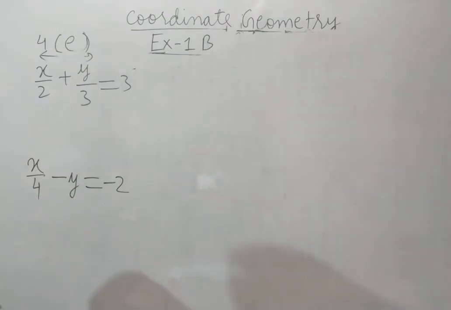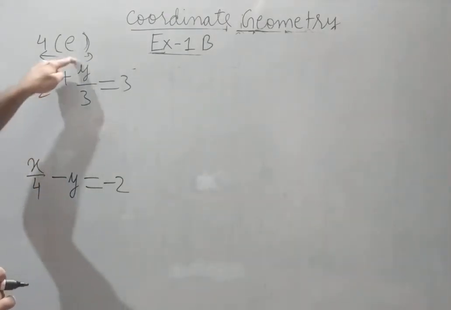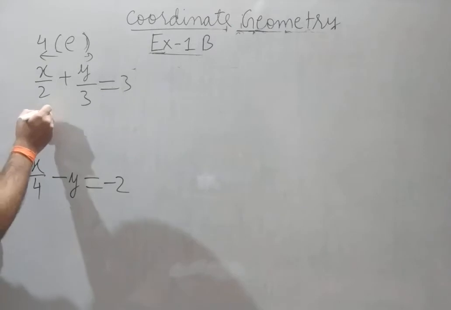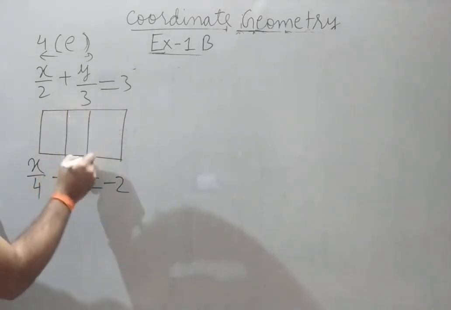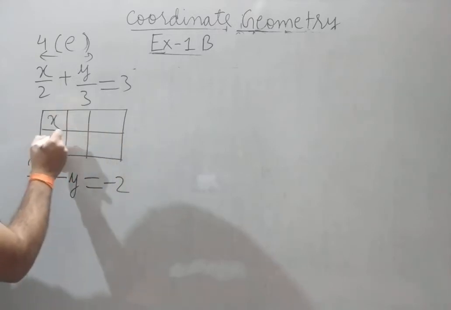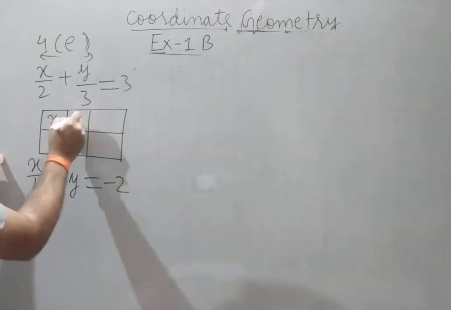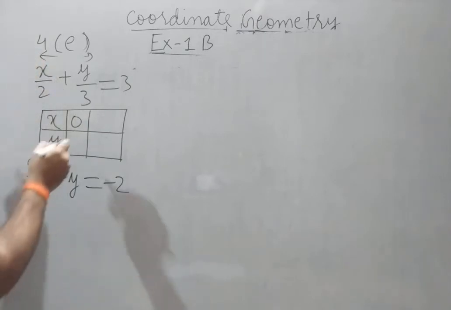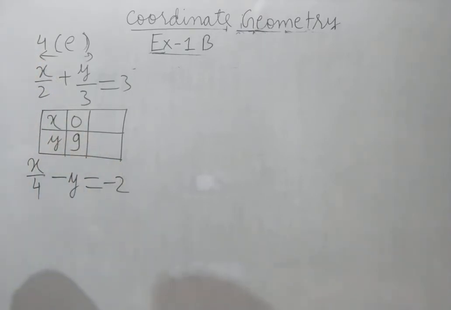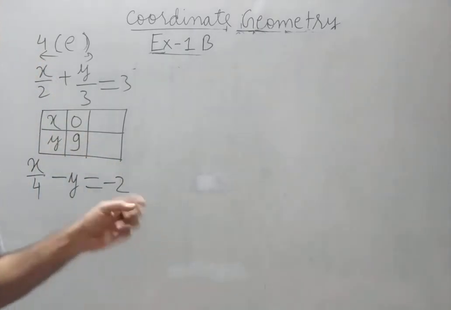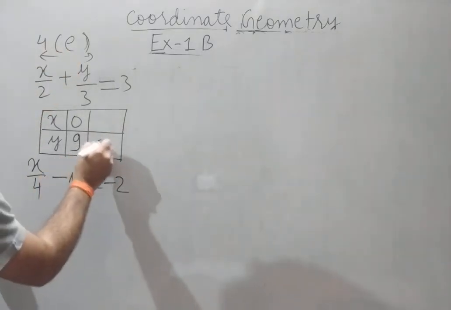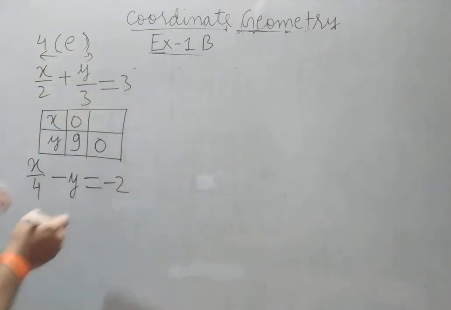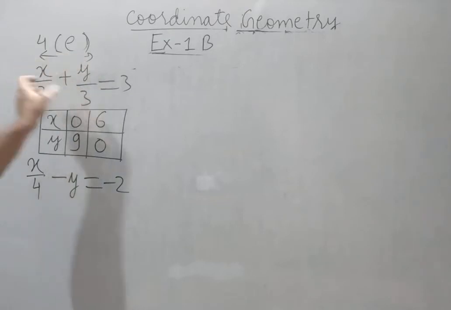Now next is E part. First equation, x upon 2 plus y upon 3 is equal to 3. So draw the table. Two values are required, x and y. Now if x is 0, what will come? y will be 9. Clear? We are obtaining the points on the x and y axis. If y is 0, x will be 6. You can check. So x is 0, y is 9; y is 0, x is 6.